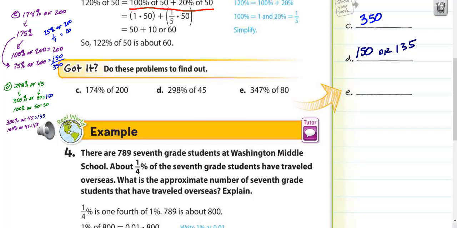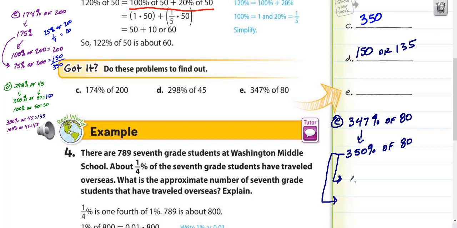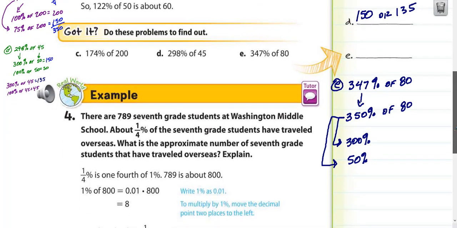So last one, let's take a look at problem E. Problem E asks us for 347% of 80. The 80 is probably pretty easy to use already. The 347 we're going to change to 350%. So we're doing 350% of 80, and we're going to break this 350 down into 2 different parts: 300% and 50%. I've got to scroll down here a bit so we have some room.